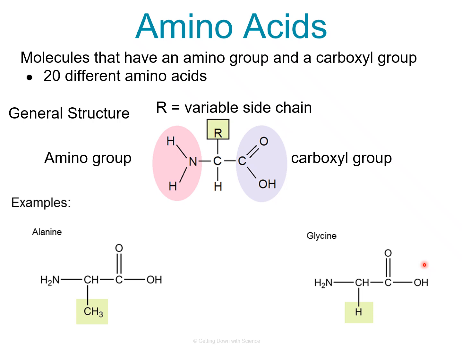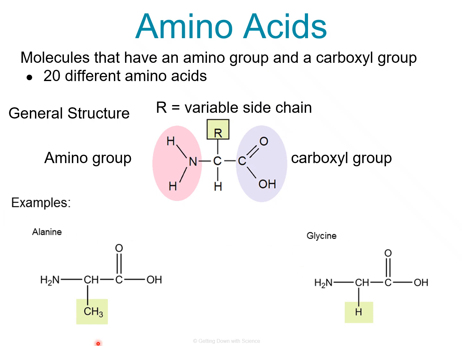So molecules, right, we've talked about amino acids are monomers. So molecules have an amino group and a carboxyl group. So our amino group is here, right? It's bound to a nitrogen, and our carboxyl group is a COOH. And they have 20 different amino acids. And the reason we get different amino acids is because of our variable or our side chain, or a variable functional group, right?